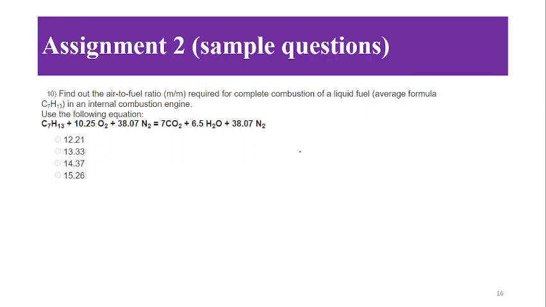So we can say that the 10.25 moles of O2 is given, and we need to get the mass of O2 required. So we will multiply it by the molecular weight. Molecular weight of O2 is 32. And here we have been given 38.07 moles of N2. So how does this 38.07 of N2 come out? Can anybody tell me how this 38.07 moles of N2 is being calculated here?